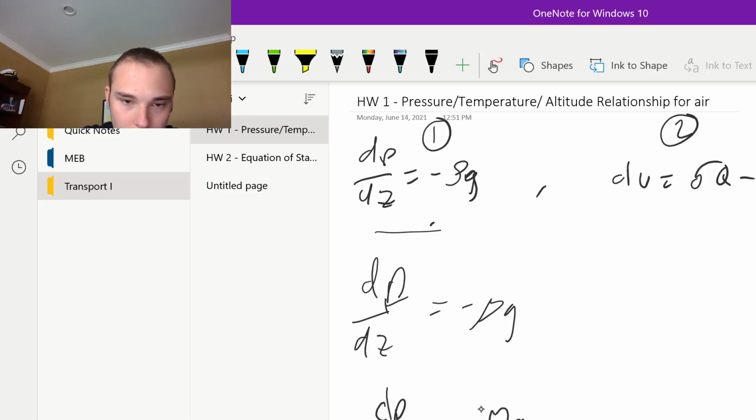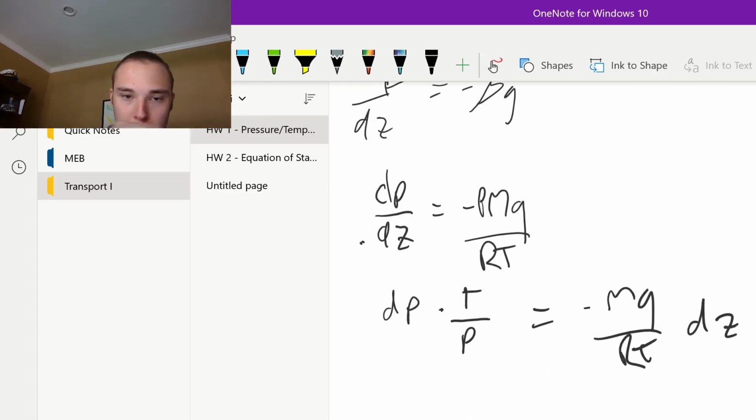Oh, I actually forgot. This will also be times P right here. I forgot to add that in. So we'll have dP times P over T. Or sorry, we'll have dP times T over P, and then this will equal negative mg over RT, and then times dz. We'll also move the dz over here. So we can see that we can integrate this on both sides because it's a separable equation, integrating by the altitude z and the pressure P.